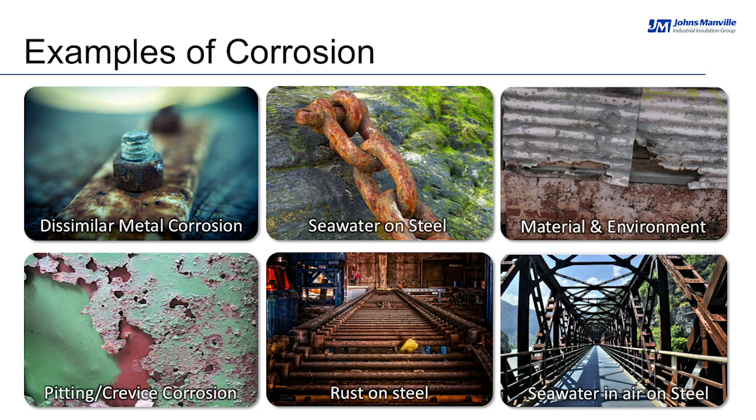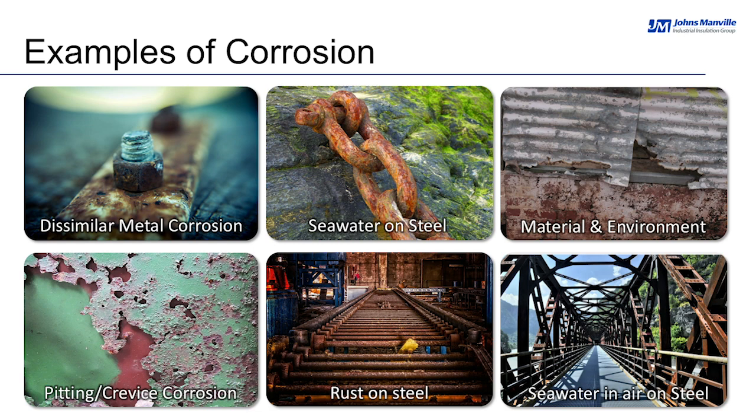The first one, on the top row, the image on the left shows dissimilar metal corrosion. You can see there the bolt and the nut are two different materials. Just because these materials are different, it can cause corrosion. The image in the middle shows a chain that was exposed to seawater, and you can see uniform corrosion on the chain. The image on the right, you can see this is a metallic material that was exposed to the environment, probably with a lot of humidity, and corrosion also happened there significantly.